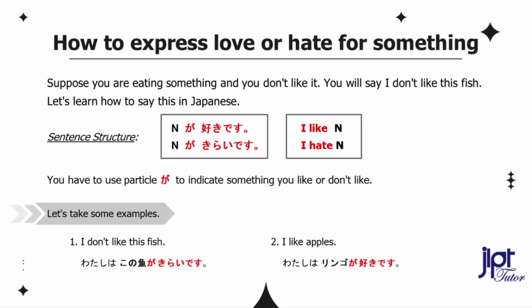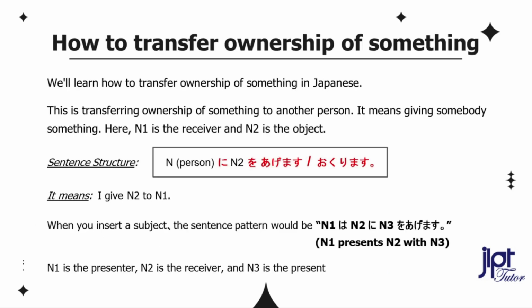Four, how to transfer ownership of something. Now, we'll learn how to transfer ownership of something in Japanese. Suppose in English, we say that I gave my notebook to my friend. How to say it in Japanese? Sentence structure: N1 person, ni, N2, o, agemasu, okurimasu. It means I give N2 to N1. This is transferring ownership of something to another person. It means giving somebody something. Here, N1 is the receiver and N2 is the object.